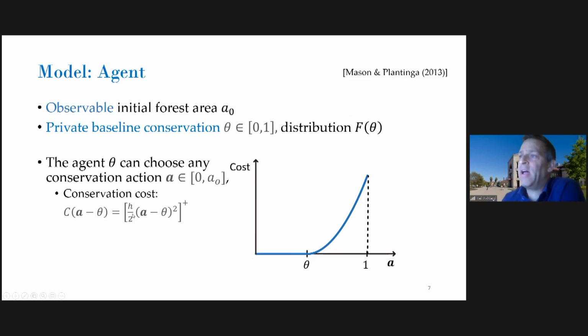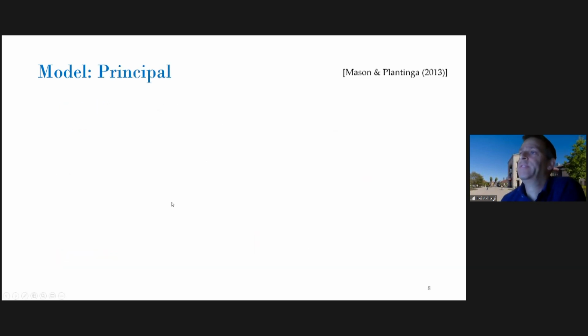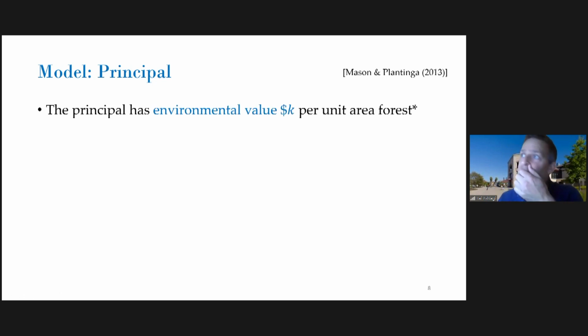Okay, and now there's some coefficient here, h. You can think about this as the relative value of land for the agent. The agent's utility is the payment he gets from the principal minus his conservation cost, or his opportunity cost. The principal is going to have some environmental value for the land, and we model this as k dollars per unit area.